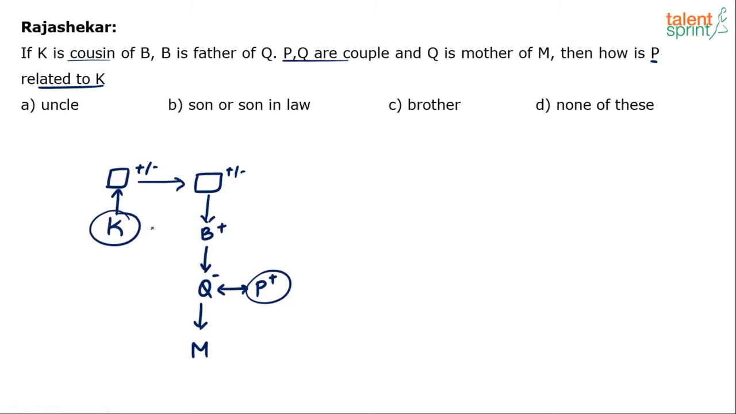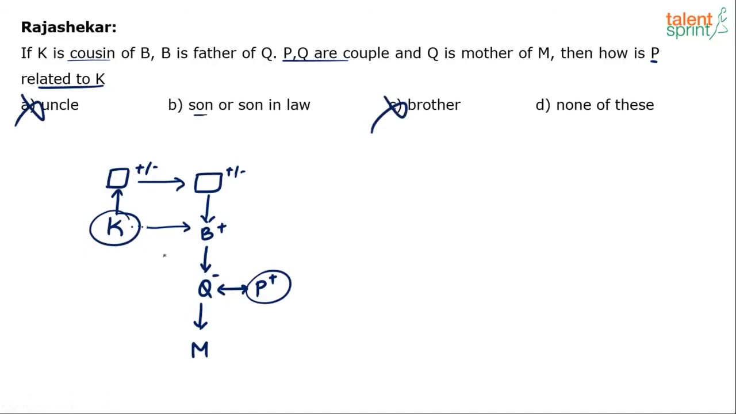K's cousin's son-in-law. That's the relation, right? So your cousin's son-in-law is like your son-in-law, but it's in the next generation. So can P be the uncle? P cannot be the uncle. Can P be the brother? Cannot be the brother. Is P the son? No way. He says son or son-in-law.